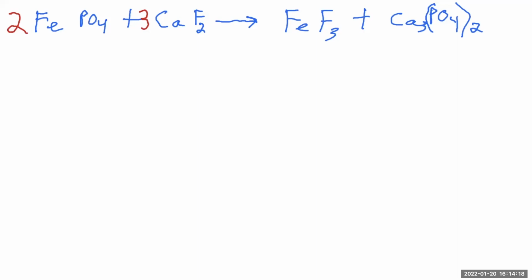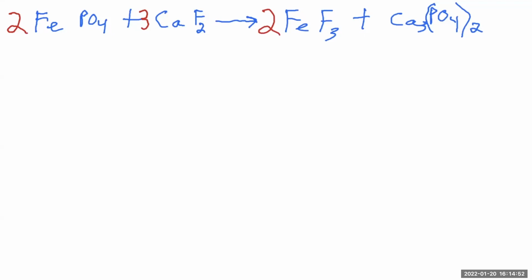Now let's do the irons. How many irons do we have to put? Oh, 2 on the other side as well. Okay. So let's check. 2 irons on the left, 2 on the right. 2 PO4 groups on the left, 2 on the right. 3 calciums on the left, 3 on the right. 6 fluorines on the left, 6 fluorines on the right. So we're balanced. Okay. And then let's finish the question.